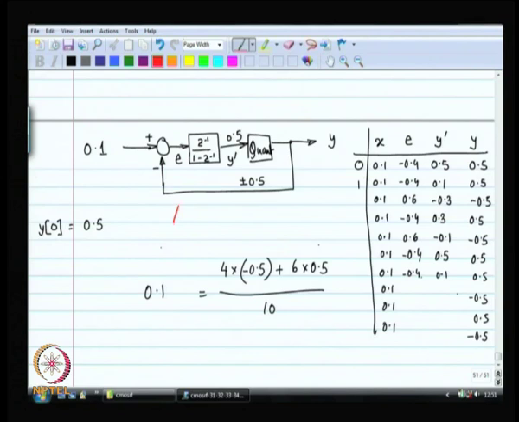Okay. So, to break the periodicity, what one needs to do is to make this filter second order, third order. And typically it is seen experimentally that that is sufficient to break the periods.